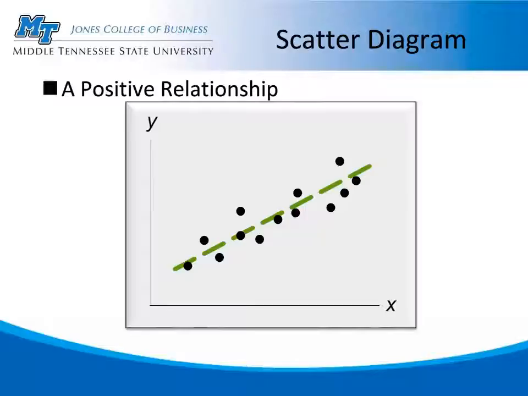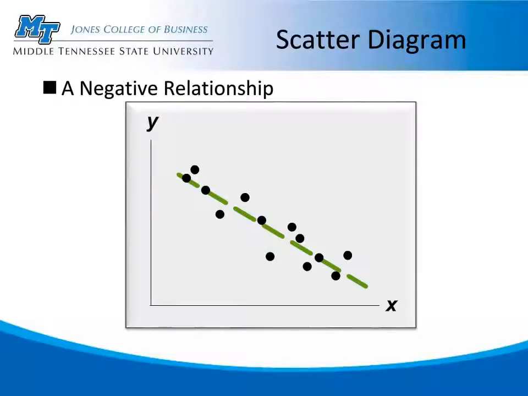This slide depicts a positive relationship. The green dashed line in the middle is the trend line. As the X values get larger and larger, the corresponding Y values are also increasing. This slide shows the negative relationship. As the X values are increasing, the corresponding Y values are decreasing. And when you fit it with the trend line, you can see that that line has a negative slope.